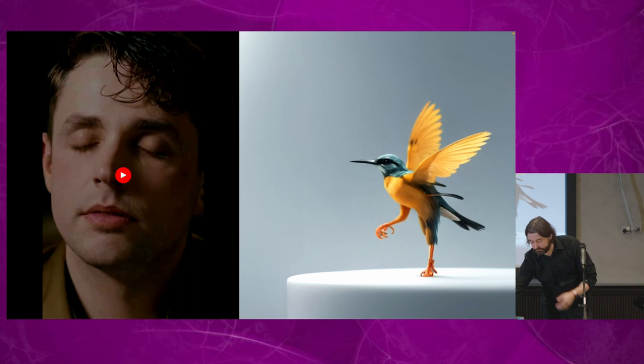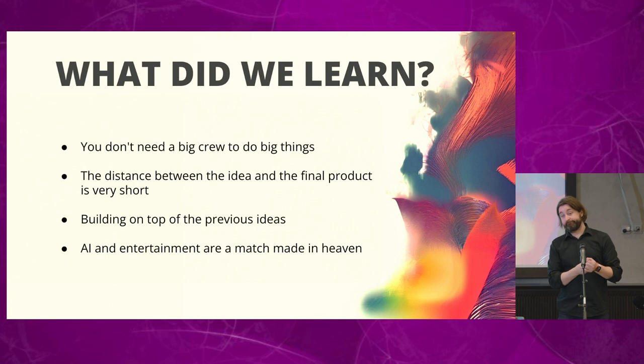And what did we learn with these things? The main thing is that you don't need big crews to make big things. These two ideas were made with just a couple of people, both. And what I like about AI at the moment is that when you have an idea with AI software, the distance between your first idea and the final product is very short. It's never been this short before. So if you have the idea, you can just find the right AI stuff and you can do it.